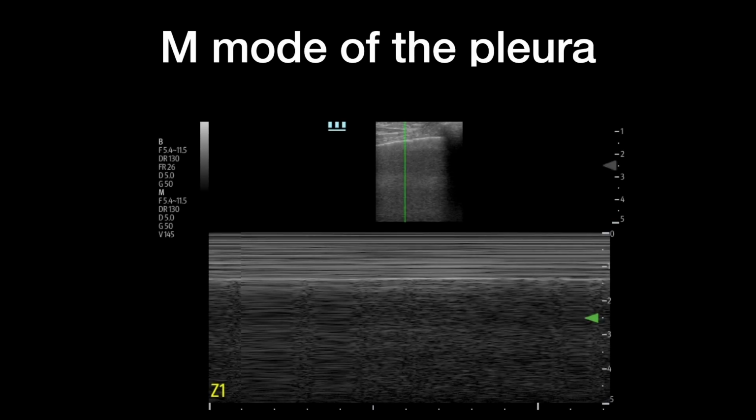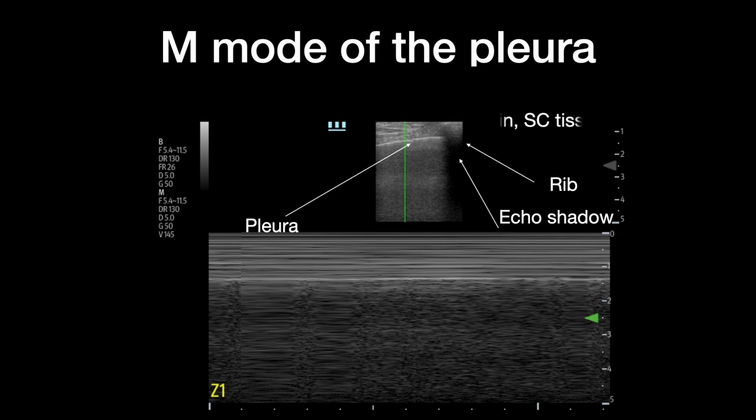The pleura also can be evaluated in M mode. This is an M mode of the pleura, and here we have the pleura. For reference, again, the rib and its acoustic shadow and the skin and subcutaneous tissue. Now, in M mode, we have the skin and subcutaneous tissue not moving, so it looks like parallel lines, just like a barcode.